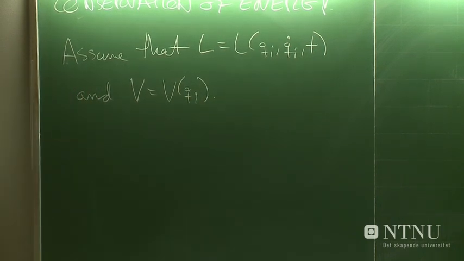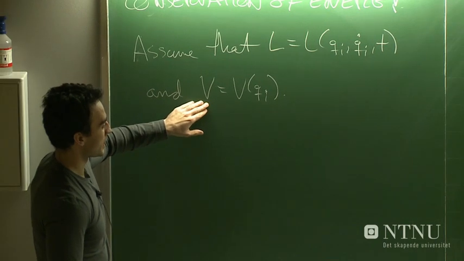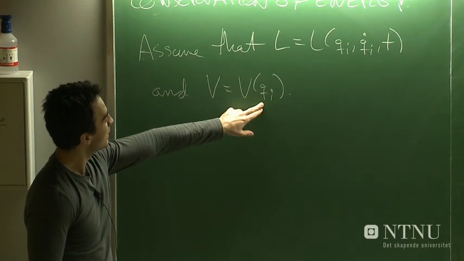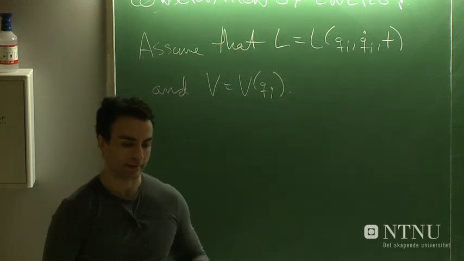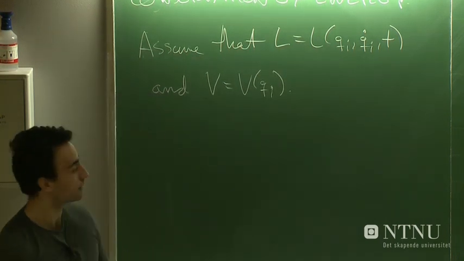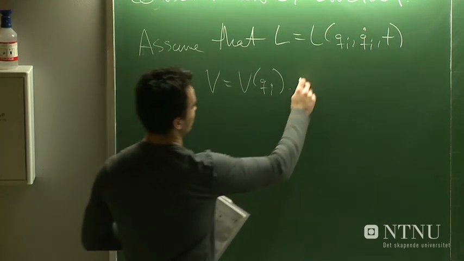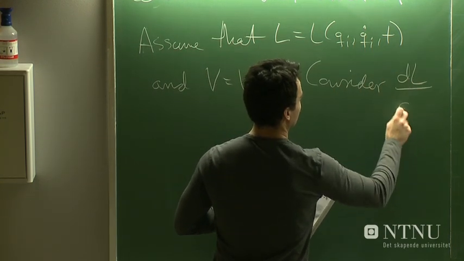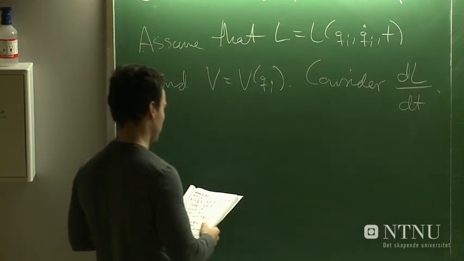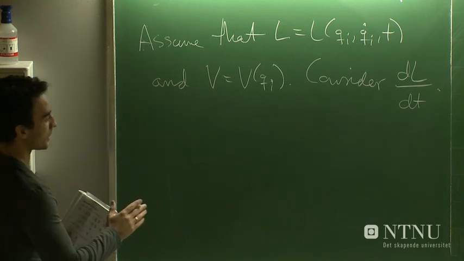So we'll start out with making the following assumptions about the system. We assume that we have a conservative system. Potential depends only on the position. And the Lagrangian can be a function of the generalized coordinate, its time derivative, and possibly time. Consider now the time derivative of L.